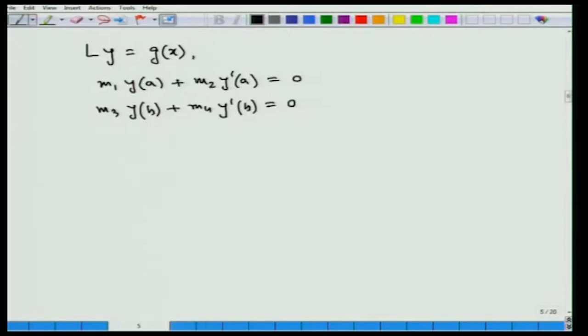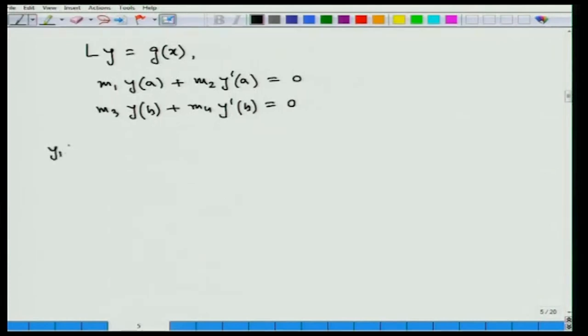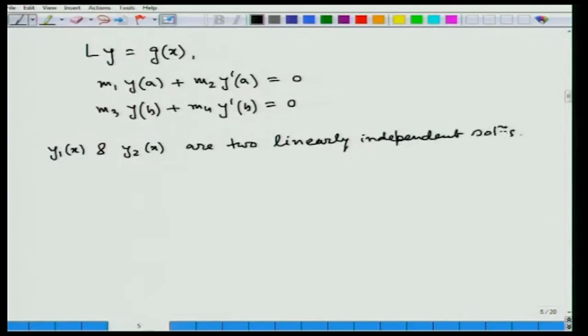Now, in order to derive the Green's function associated with the solution of this non-homogeneous boundary value problem, we are going to assume one important thing regarding the two linearly independent solutions of the associated homogeneous problem. So, first of all, we assume that y1(x) and y2(x) are two linearly independent solutions of the homogeneous equation, L[y] = 0.